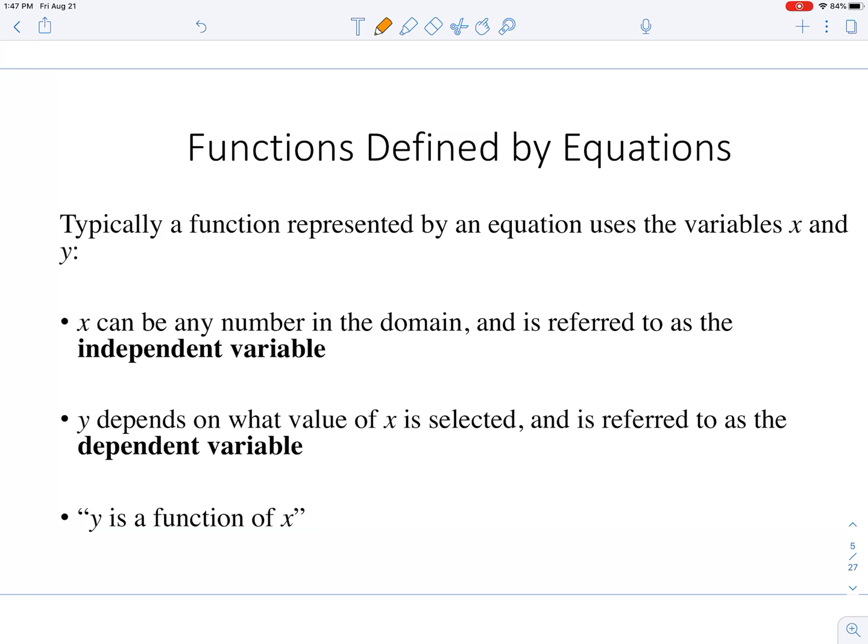Typically a function represented by an equation uses the variables x and y. They're just the most common variables to use because we usually want to graph equations in the xy plane, where we usually refer to the horizontal axis as x and the vertical axis as y, but we could also use different letters to represent the input and output variables. X can be any number in the domain and is referred to as the independent variable.